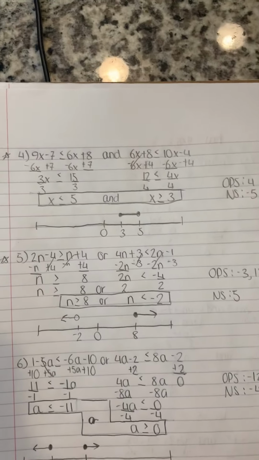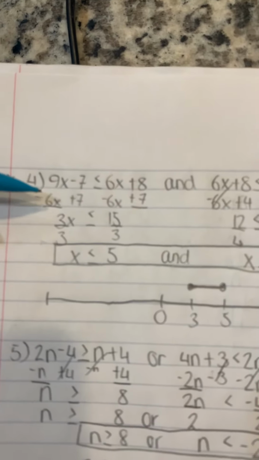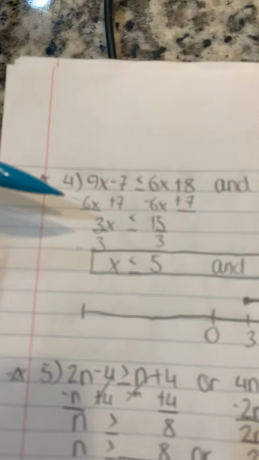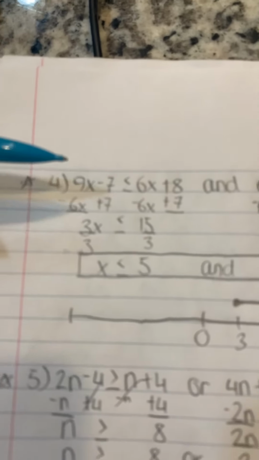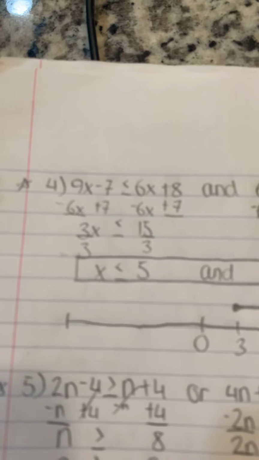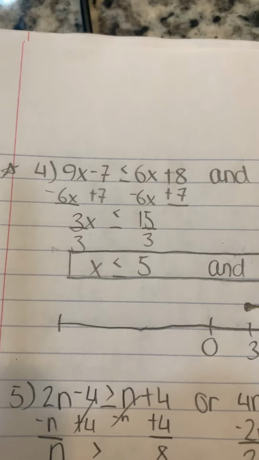And then for number 4, the first thing I did was subtract 6 from both sides and add 7 to both sides to get the variable on one side and the non-variable on the other side to get 3x is less than or equal to 15, divided by 3 on both sides to get x is less than or equal to 5.